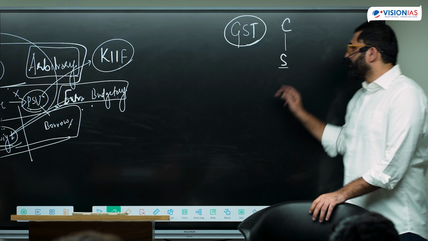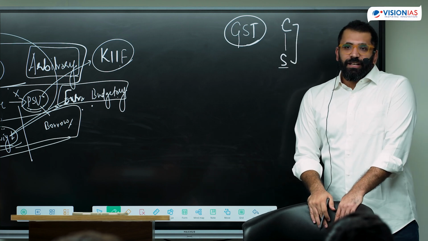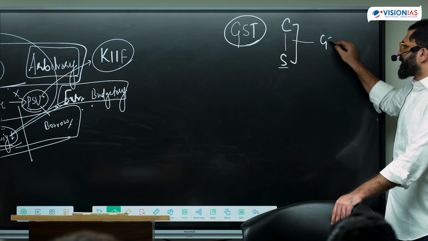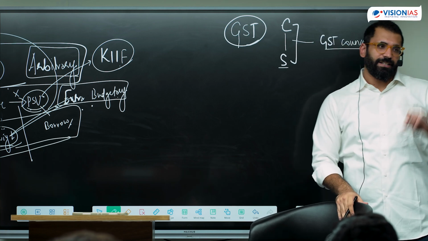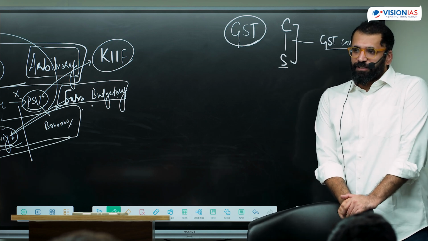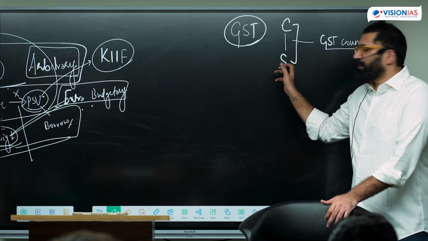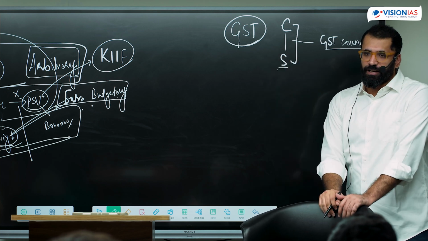So what happened here was, the taxation powers with respect to indirect taxes of both center and states have been given to the GST Council. Now individual states do not have the taxation powers. Now if individual states do not have the taxation powers, they cannot implement any schemes because the taxation powers have been now cumulatively given to the GST Council.